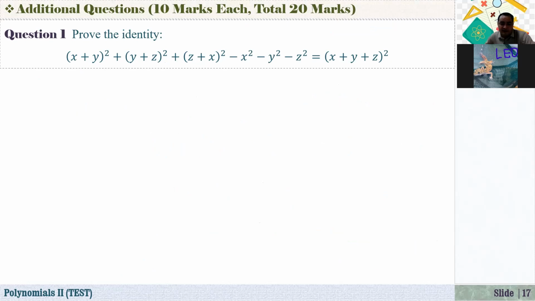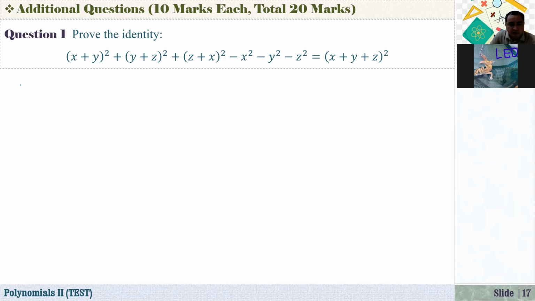All right. And we have 2 more questions in additional questions parts. Prove the identity (x plus y) squared plus (y plus z) squared plus (z plus x) squared minus x squared minus y squared minus z squared. Okay, as you remember, to prove identities from left-hand side, we had to show that we can obtain right-hand side. Here, I'm just going to use that method, from left-hand side, and I'm going to obtain right-hand side. Okay, how do we do that?